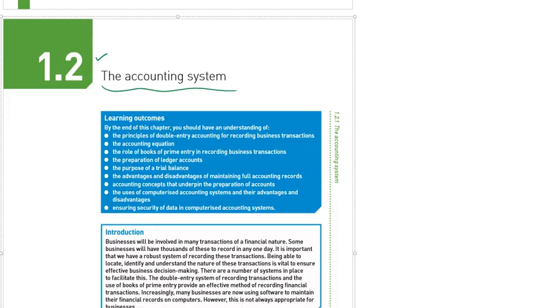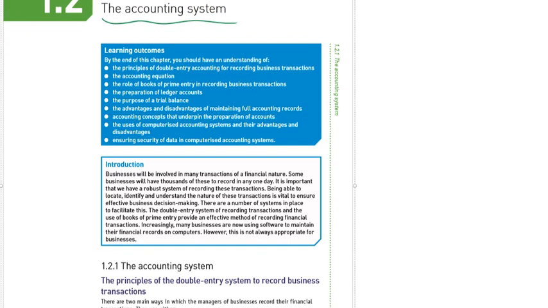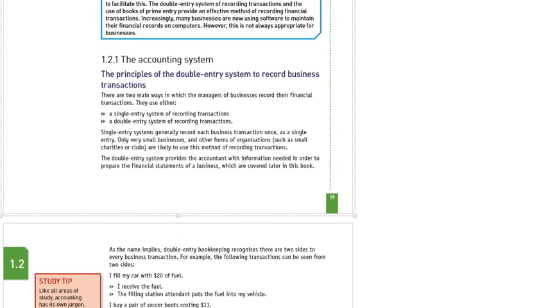Now in this session we will discuss chapter number 1, and the topic is 1.2, the accounting system. What is the accounting system? We will discuss in this lecture. So, accounting system. What does accounting system mean? The principle of double entry system to record business transactions. What does double entry system mean?